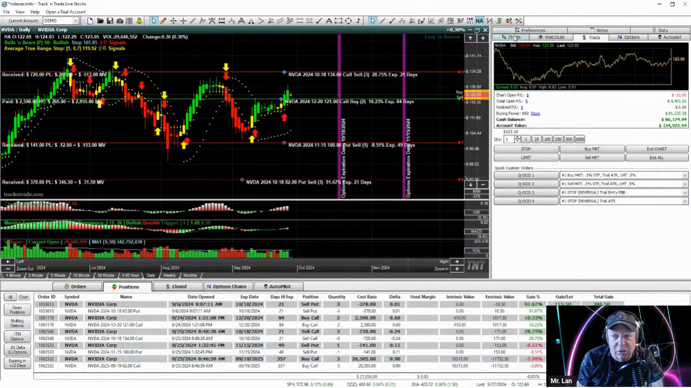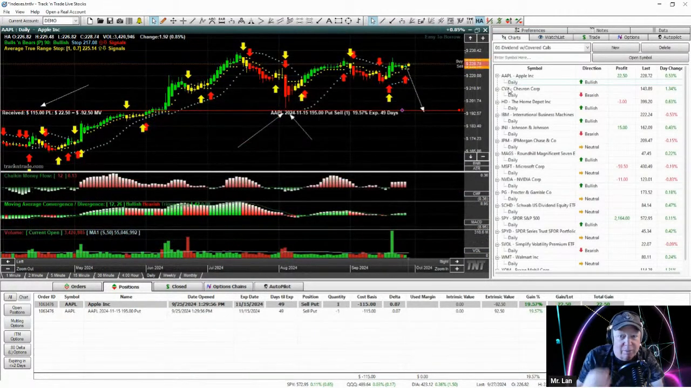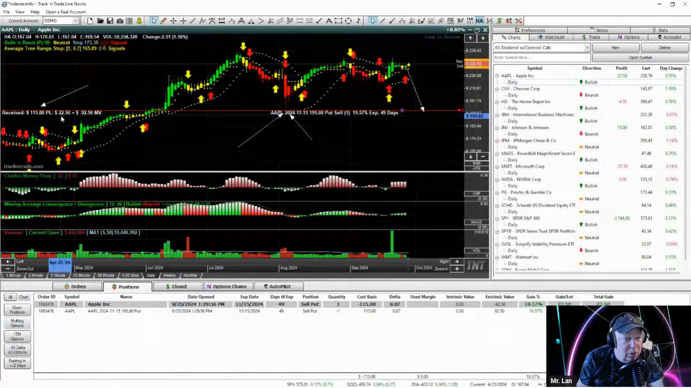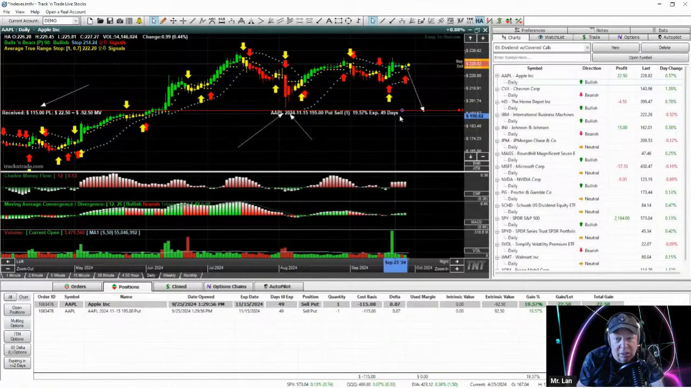All right. Let's look at the next one. So let's go to Apple and see what Apple's doing. Okay, we sold a put on Apple yesterday, and so we received $115 in premium. Now, it shows that we're up $22 in profit and loss.